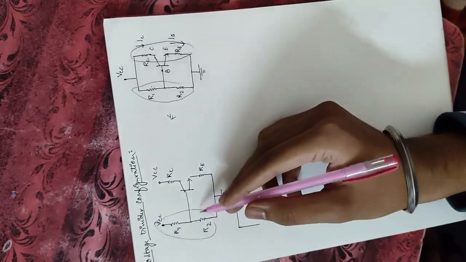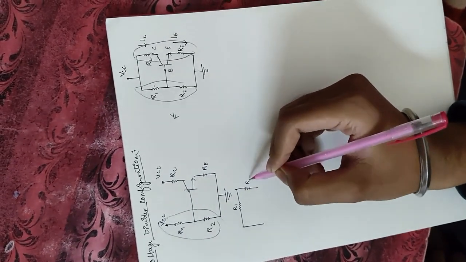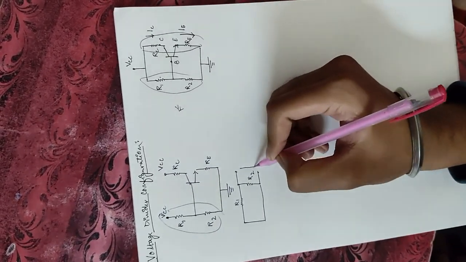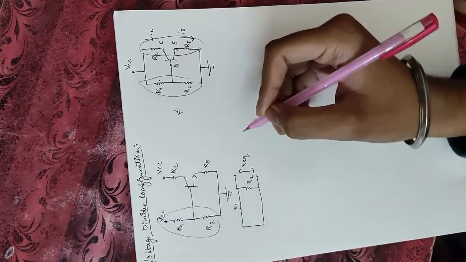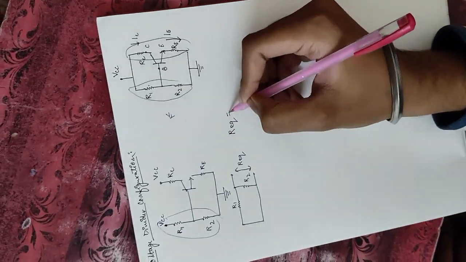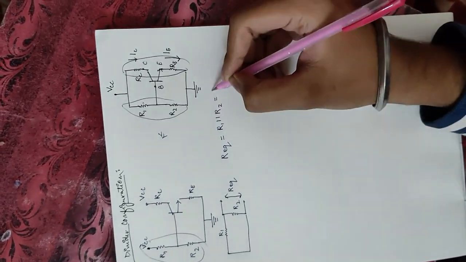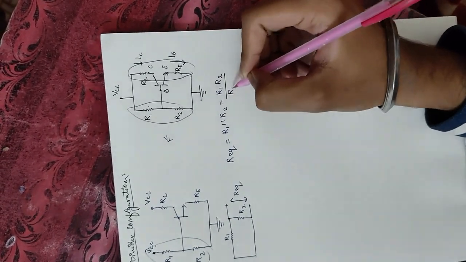This one is your R1, this is your R2, and there it goes. This gives us the R equivalent. So R equivalent here, as we can clearly see, is the parallel resistance of R1 and R2, which is R1 parallel R2, which gives us R1 into R2 by R1 plus R2.